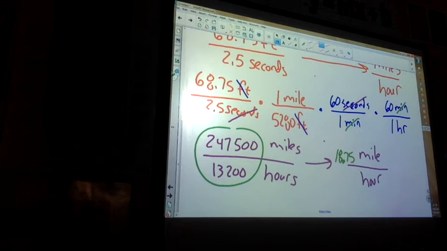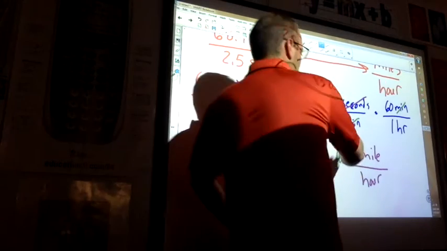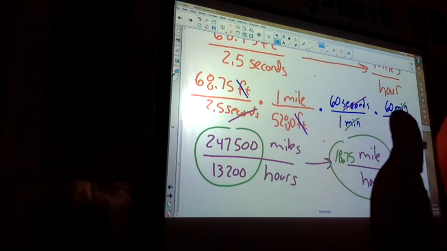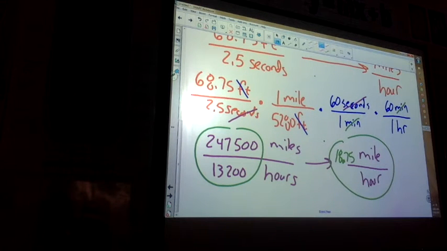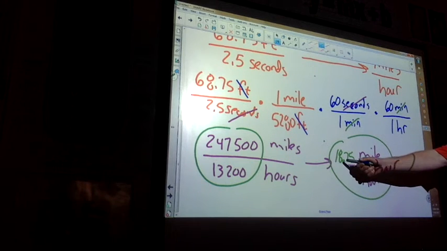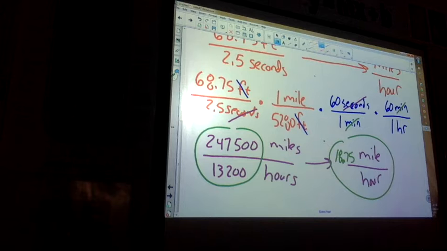So, 18.75 miles per hour. The average person could probably run up to 28 miles per hour. That means in 1 hour, if they were able to maintain 28 miles per hour, they're going to run 28 miles. So, this is a little bit slower than the fastest a person could run.